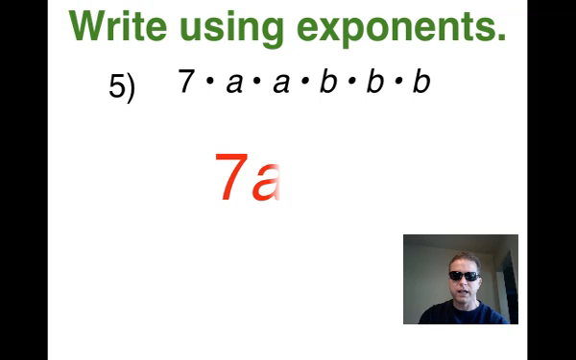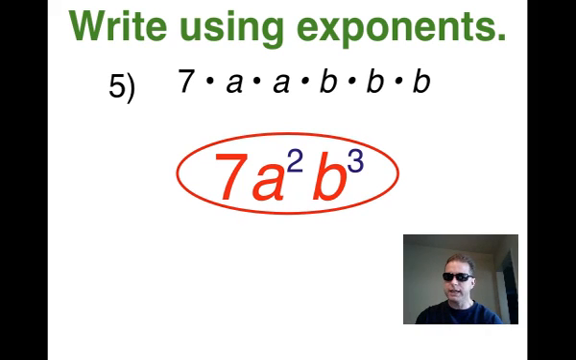So I've got A's. How many A's do I have? 2. So it's a to the 2nd power, or a squared. What else do I have? I've got B's. How many B's? 3. So we would say this as 7a squared b cubed, or 7a to the 2nd power, b to the 3rd power, or some combination thereof. That's the answer. That's all we can do.